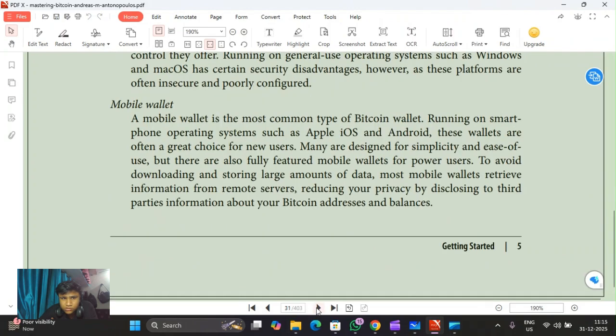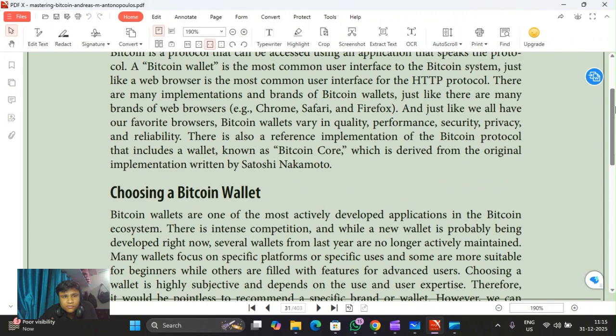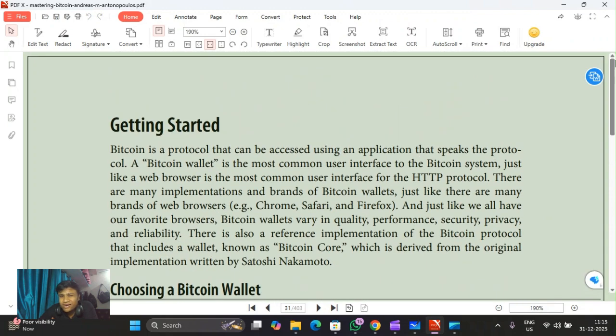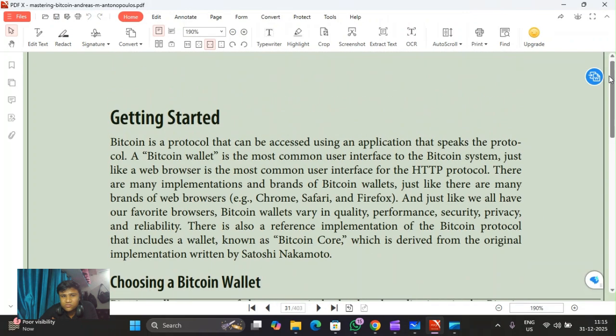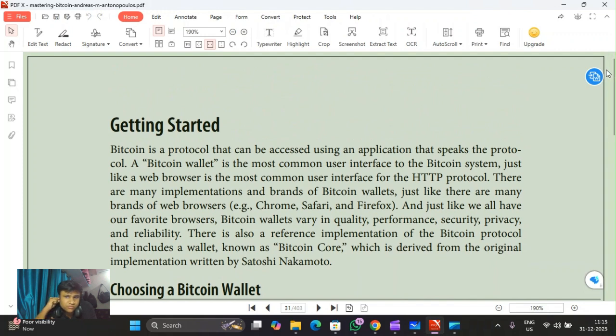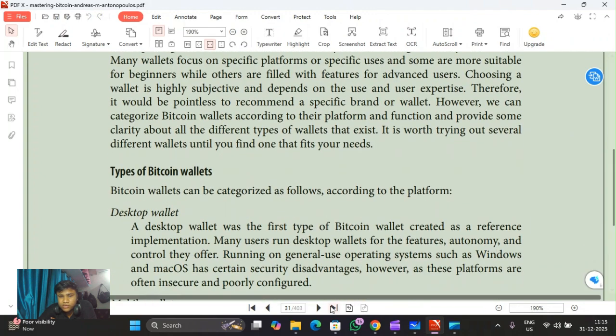You can skip this video and read this. We have many types of wallets. If you want to learn it, you can simply pause this video and read this. Bitcoin is a protocol that can be accessed using an application that speaks the protocol. A Bitcoin wallet is the most common user interface to the Bitcoin system, just like a web browser. And there is a desktop wallet.